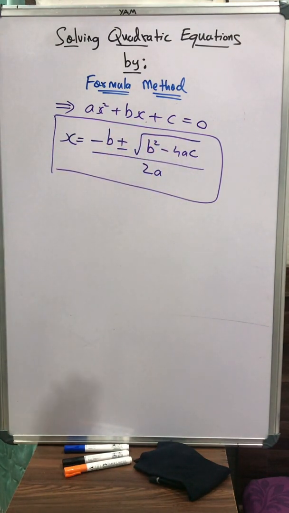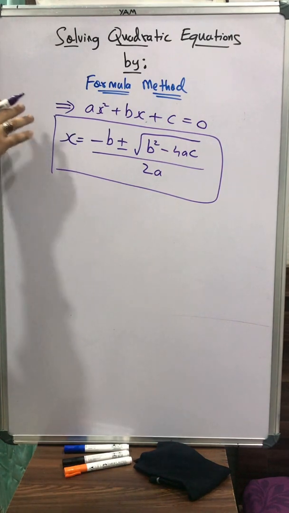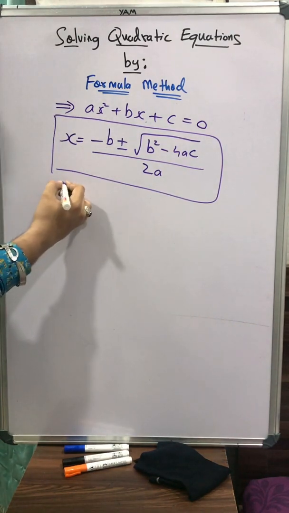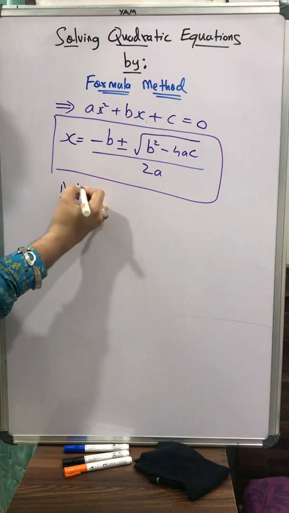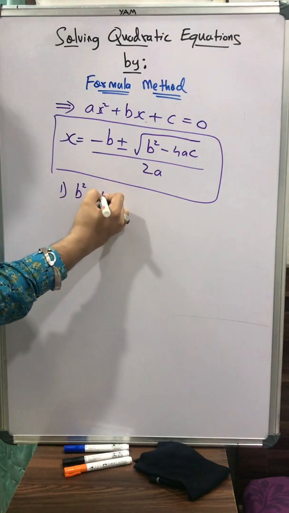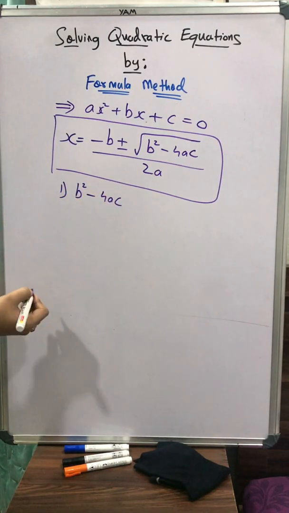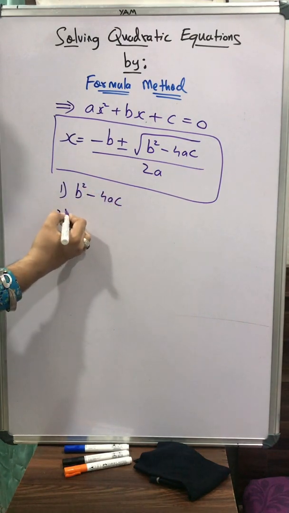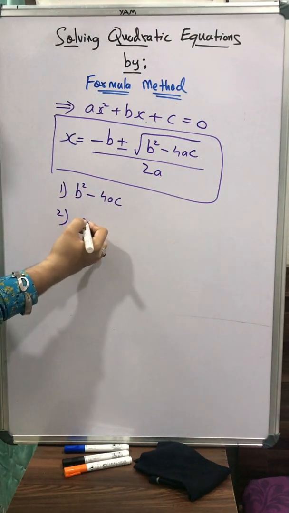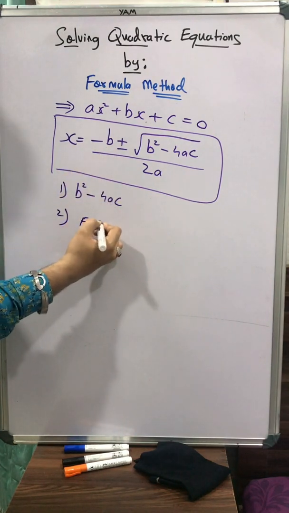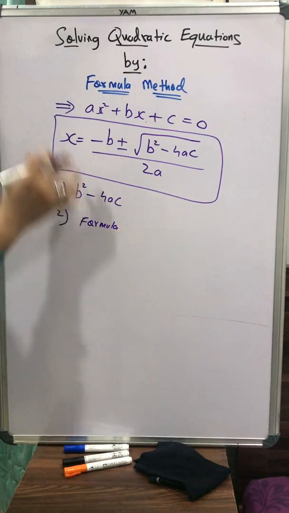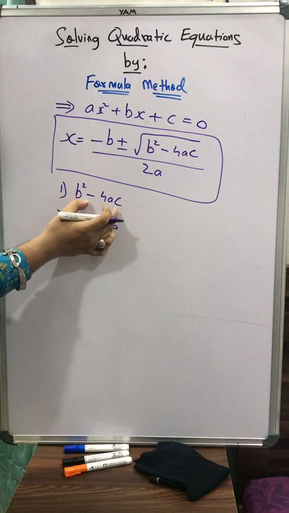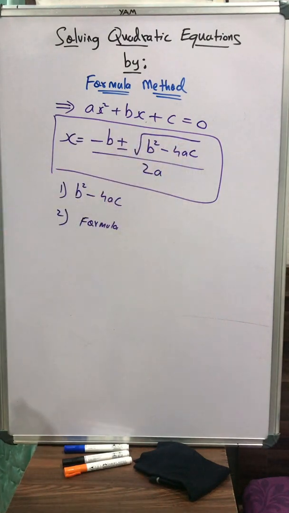Okay, and just to add on, whenever there is any question, the first step will be to find the value of b square minus 4ac. First we will find the value of b square minus 4ac, and then in the second step we will write this formula, and in the formula we'll substitute this value of b square minus 4ac.